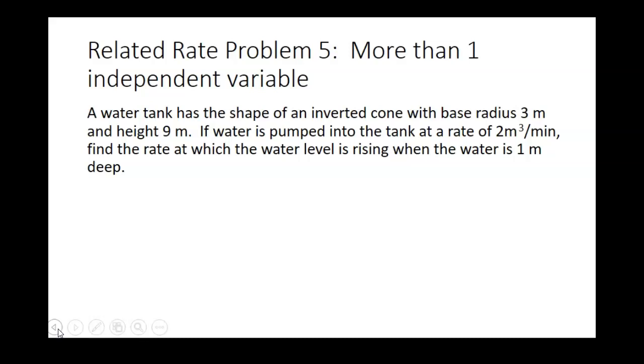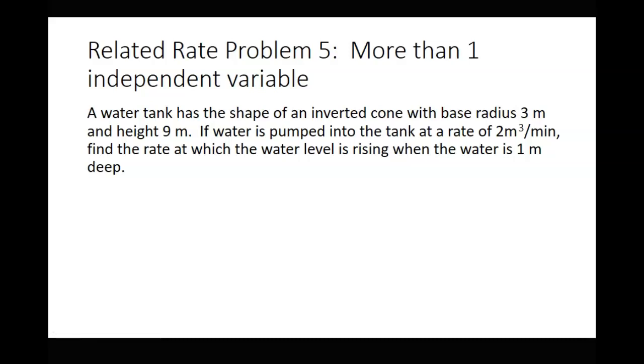So let's do this one. A water tank has the shape of an inverted cone with base radius 3 and height 9. If water is pumped into the tank at a rate of 2 cubic meters per minute, find the rate at which the water level is rising when the water is 1 meter deep. Okay. So, what kind of a picture am I going to draw? A water tank. An inverted cone that, yes, it is a water tank. Good. Ice cone. Yeah.